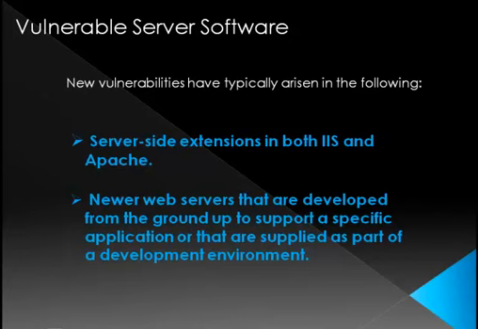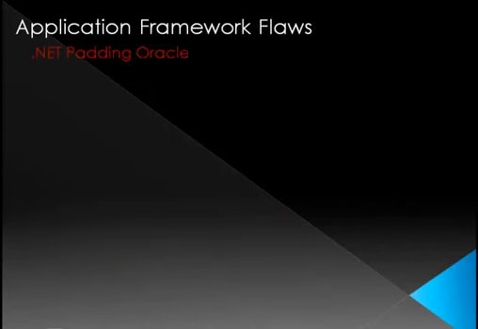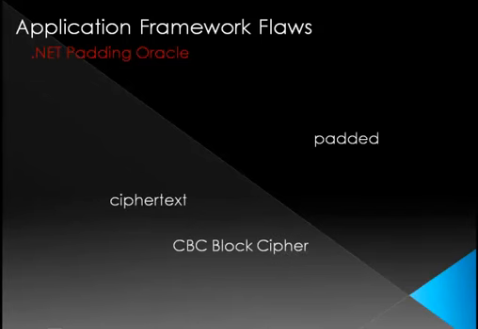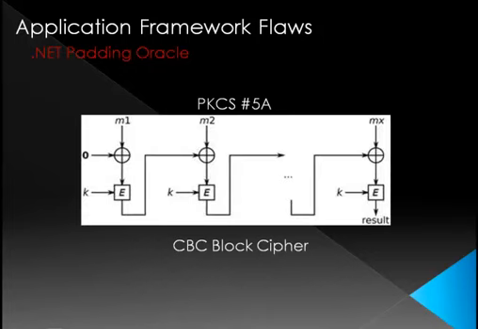These are likely to have received less real-world attention from hackers and are more susceptible to the issues we have described. Over the years, there have been some serious defects in web application frameworks. One example is the padding oracle in the .NET framework. .NET uses PKCS number 5 padding in the CBC block cipher. PKCS is the public key cryptography standard.